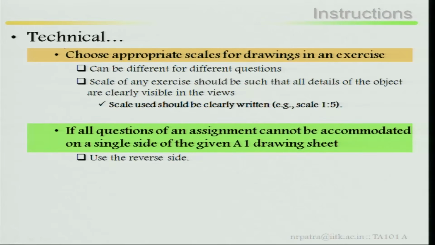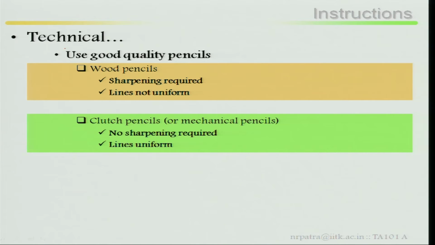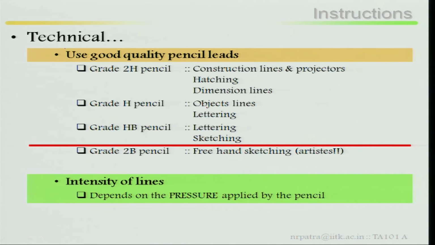Then choose an appropriate scale for the drawing in an exercise, as I said earlier. Then use good quality pencils, as I said earlier. Grade 2H pencils are generally used for construction lines, end projectors, hatching, dimension lines. Then grade H pencils are particularly for object lines and lettering. HB pencils are for lettering and sketching. Grade 2B pencils are generally for freehand sketching or artistic work.